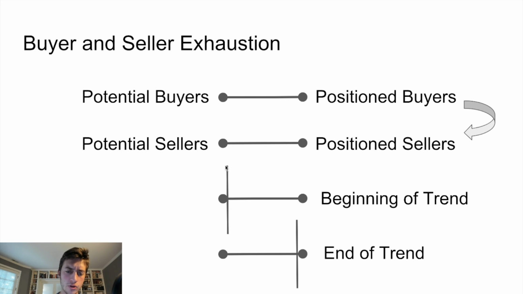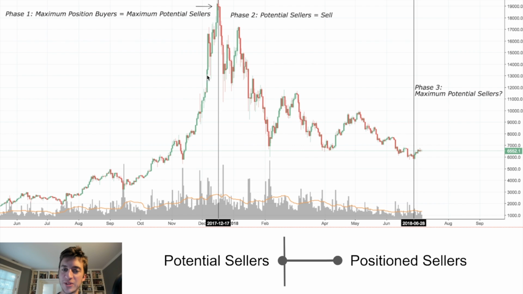Where at the beginning of the downtrend, we start here with the max amount of potential sellers. And then at the end of the downtrend, we get the max amount of position sellers right here. Now, if that doesn't make sense with explaining buyer and seller exhaustion, the pendulum switching from here to here would be buyer exhaustion, and seller exhaustion would be potential sellers all becoming position sellers. That would be seller exhaustion. Let me show a visual example using the infamous run up to 20K down to 6K.